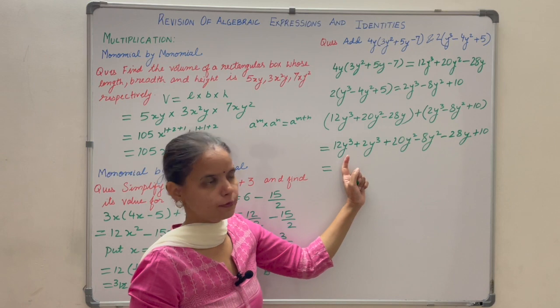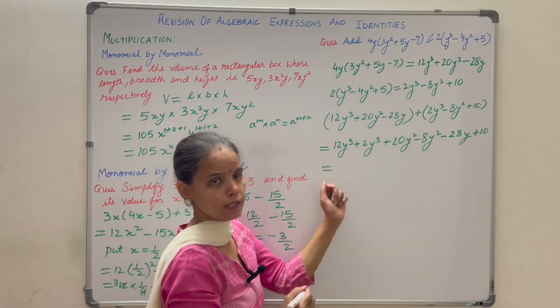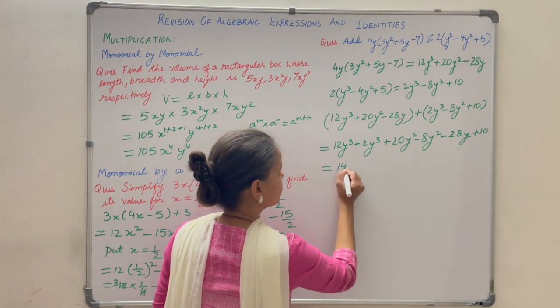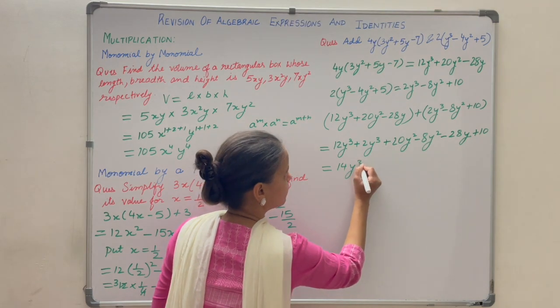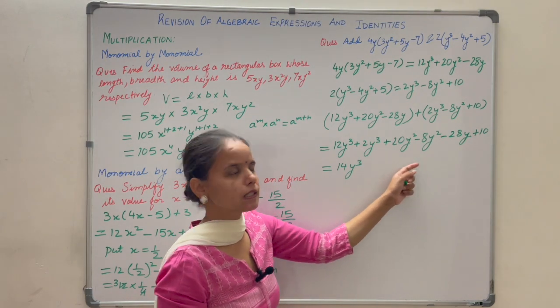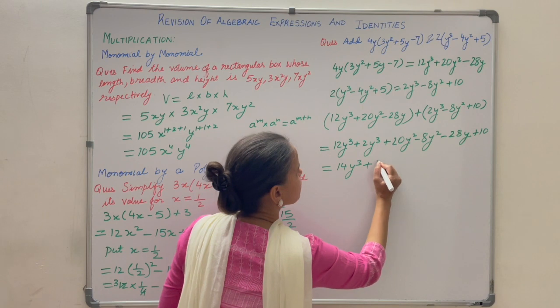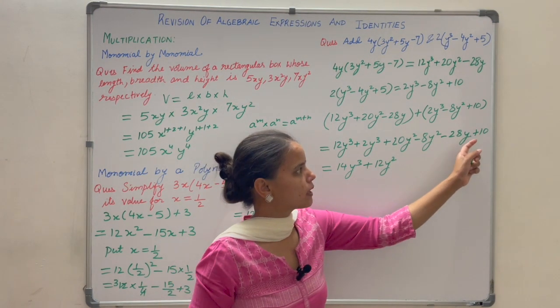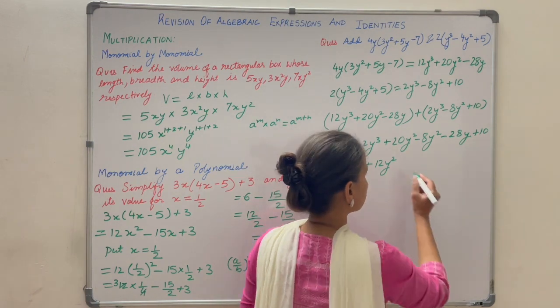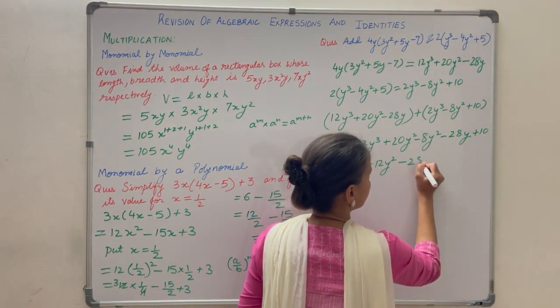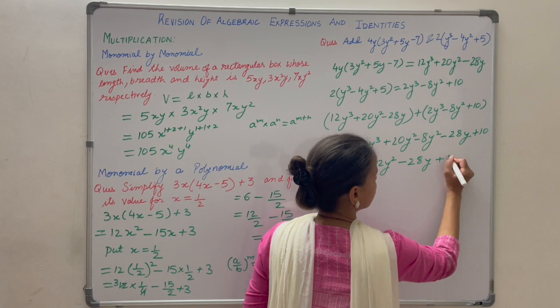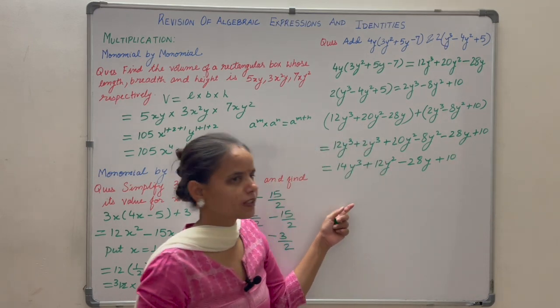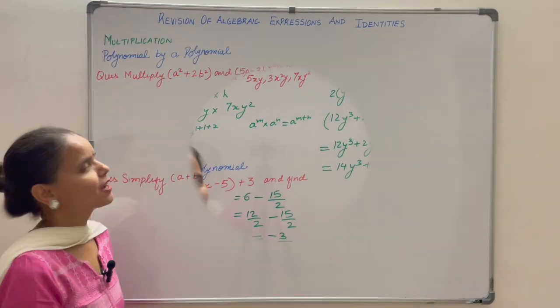12 plus 2 is 14y cube. 20 minus 8 is 12. So this is 12y square minus 28y plus 10. There is no like term for them to be added, so we'll write down as it is. So this is how we solve this question.